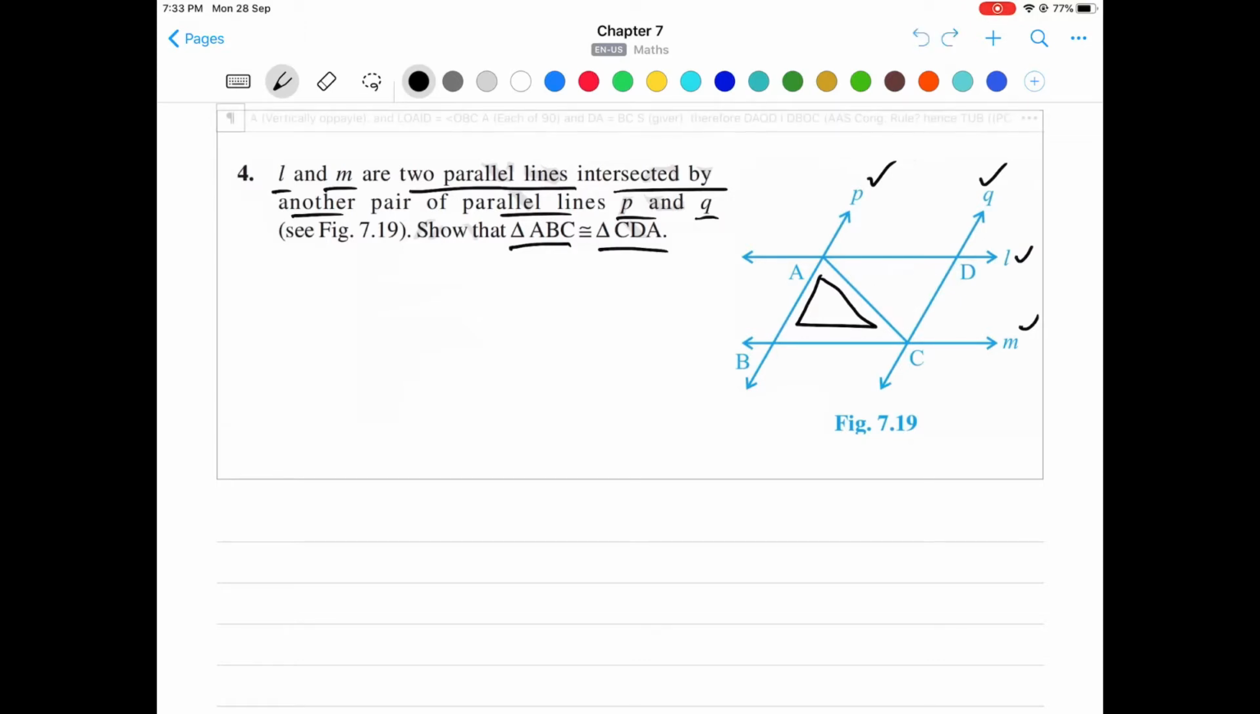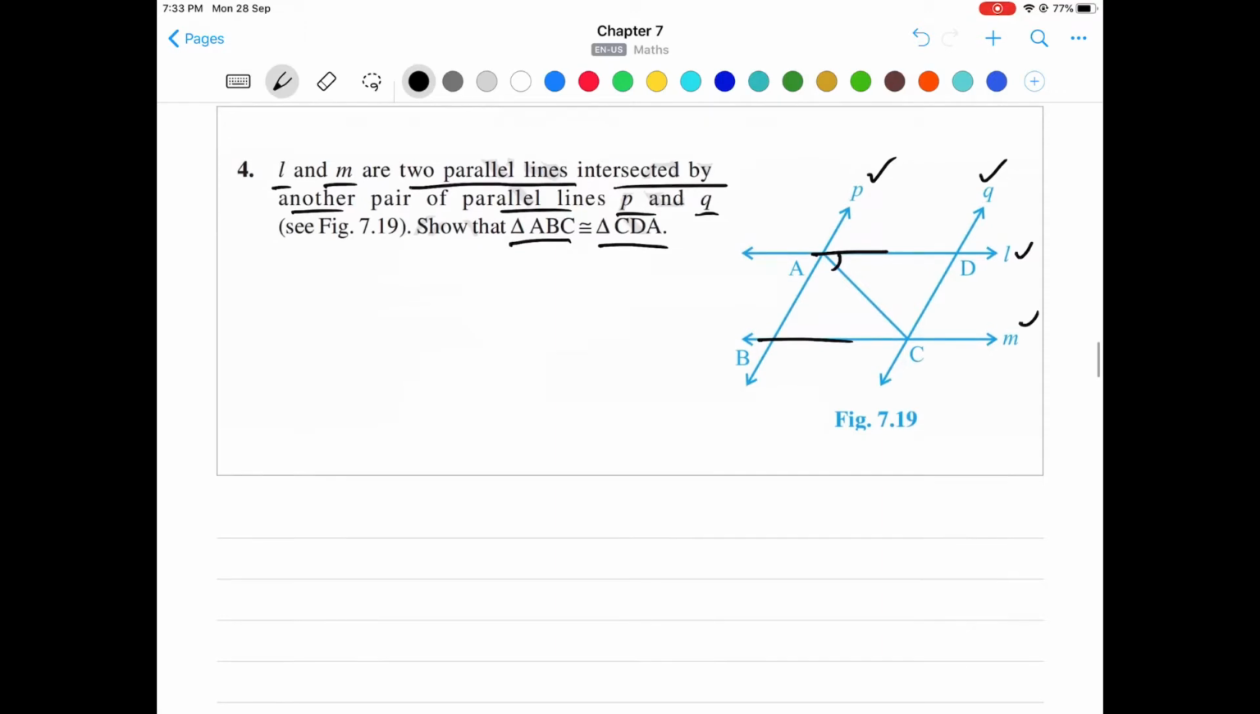This one is very simple. As it is given that these two sides are parallel, their alternate interior angles, angle DAC and angle ABC, will be equal. Similarly, as these two sides are parallel, their alternate interior angles, angle BAC, this one, and angle ACD will be equal, and the side AC is common for both the triangles. So by the angle side angle property, these two triangles will be congruent. So let's write the solution.